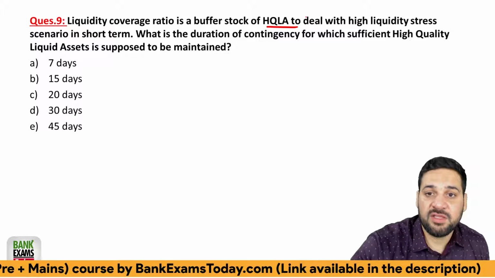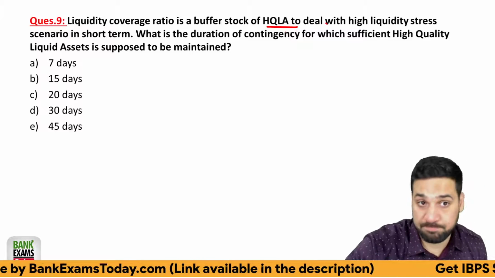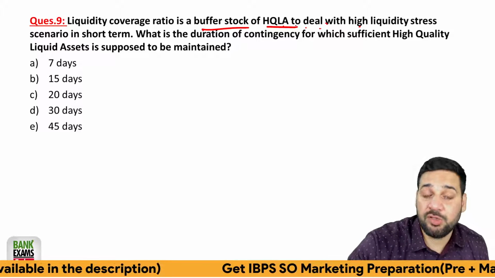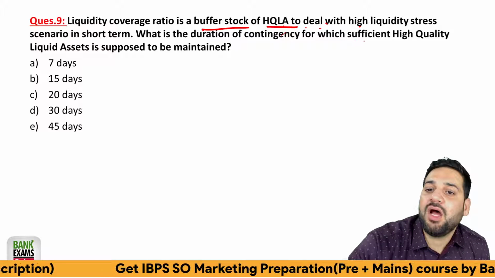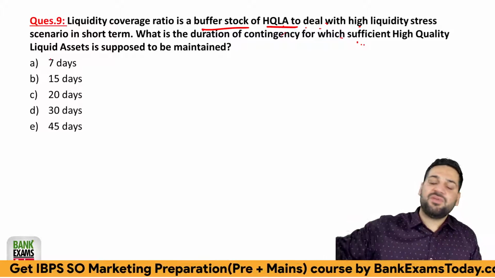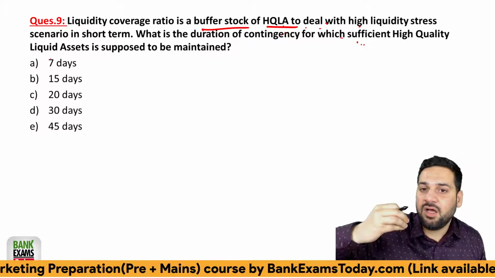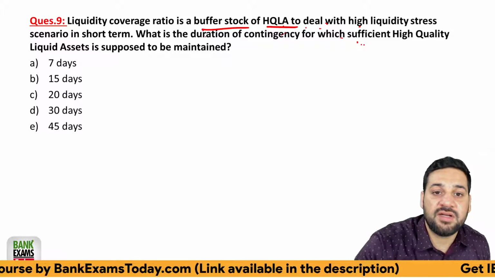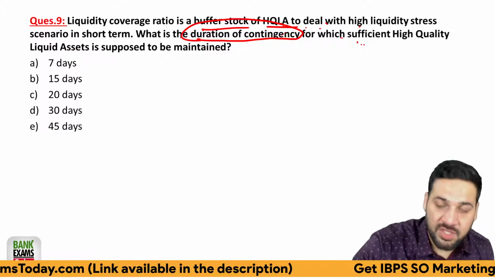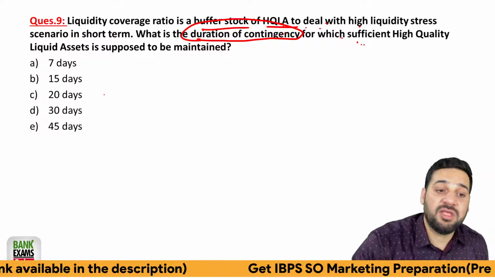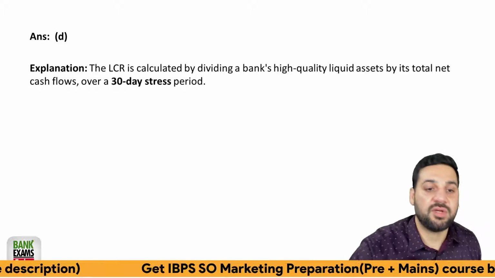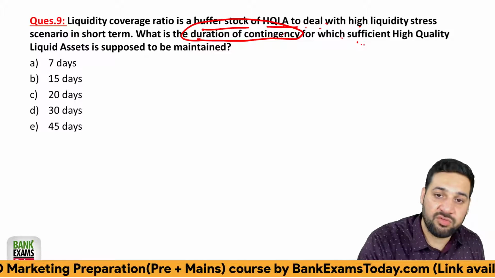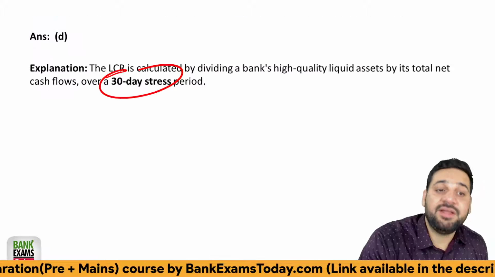Liquidity coverage ratio is a buffer stock of HQLA to deal with high liquidity stress scenario in short term. What is the duration of contingency for sufficient high quality? See, कितने दिन का buffer होना चाहिए, for how many days you have the HQLA, कितने दिनों की liability fulfill करने के लिए you should have the duration of contingency in case there is a crisis, कितने दिनों का आपके पास बफर होना चाहिए फॉर अ फाइनेंशियल इंस्टीट्यूशन. That is 30 days, ठीक है. 30 days का बफर होना चाहिए. In what sense, किस फॉर्म में? हाई क्वालिटी लिक्विड एसेट की फॉर्म में you should have the buffer, liquidity coverage ratio for 30 days, ठीक है.